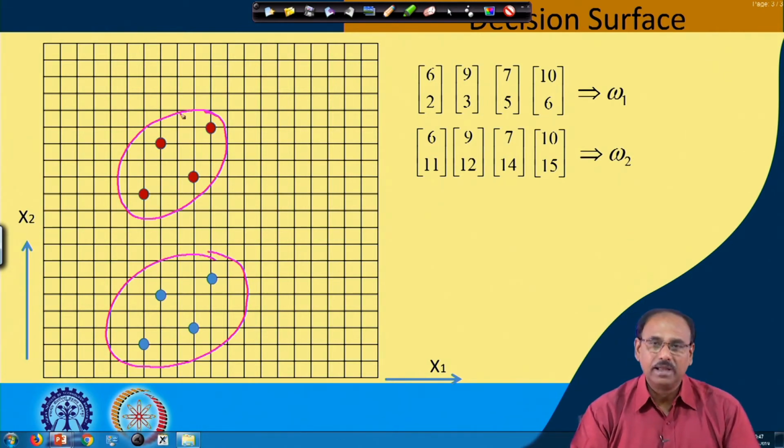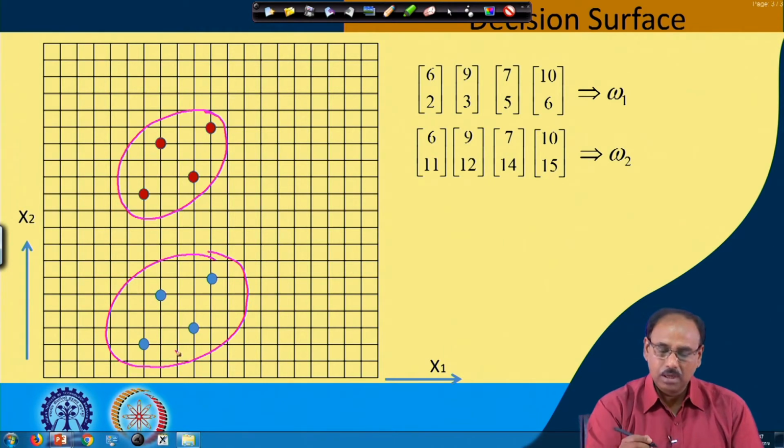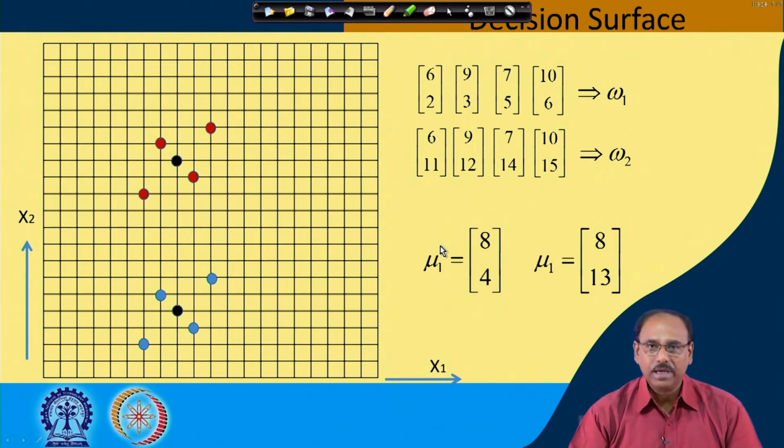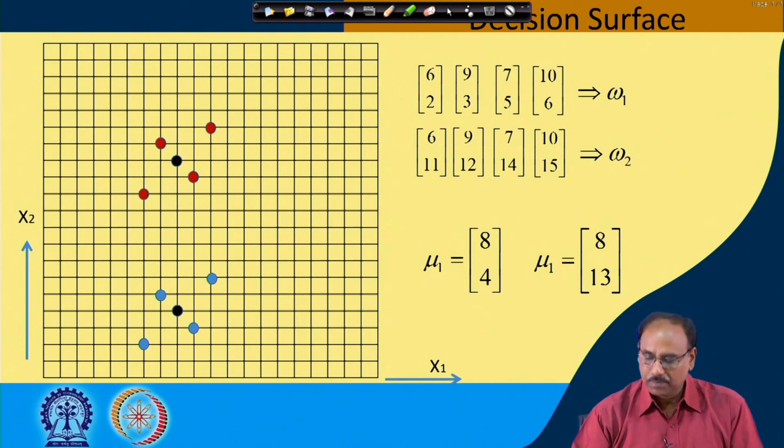So, here you find that unlike in the previous case, where the set of feature vectors were spherically distributed, in this case they are elliptically distributed. They are not a spherical distribution anymore. So, given these feature vectors, now let us see how we can find the decision surface. For these two sets of feature vectors, I compute the mean vector mu 1 for class omega 1 and also mu 2 for class omega 2.